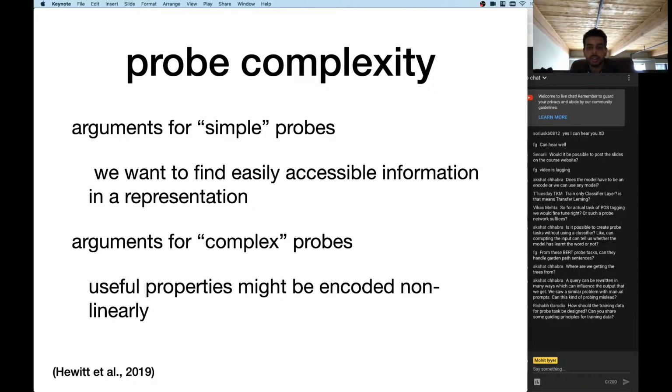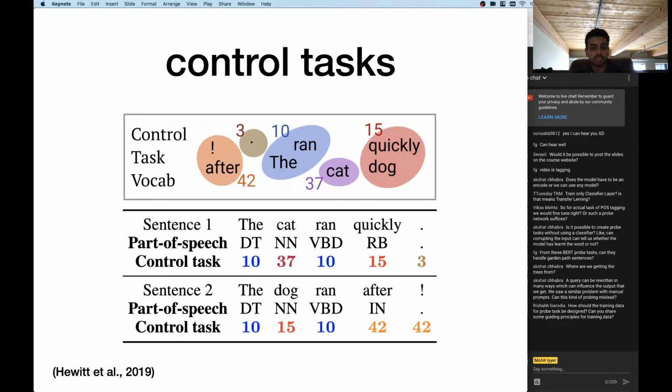Okay, so let's get back to the probe complexity. One potential issue with a complex probe is that the probe network could get really big and might be able to predict different properties that don't even really exist in the original representation. So most of the work is actually being done by the probe network, and the original input is not contributing as much. That's a challenge that was tackled by this paper by Hewitt et al., which is one of the readings for today.